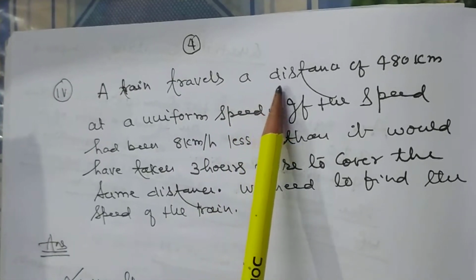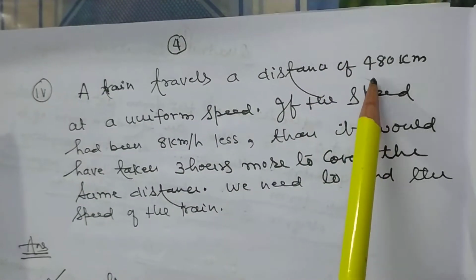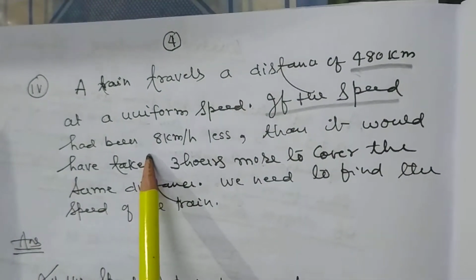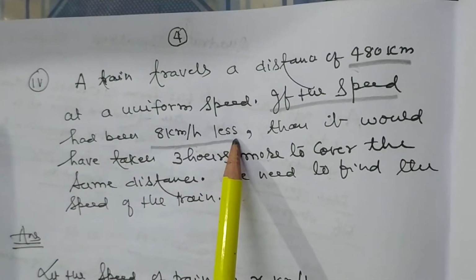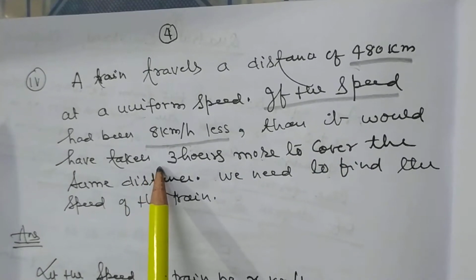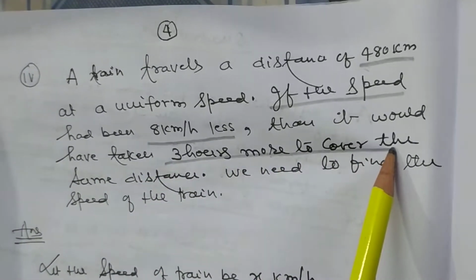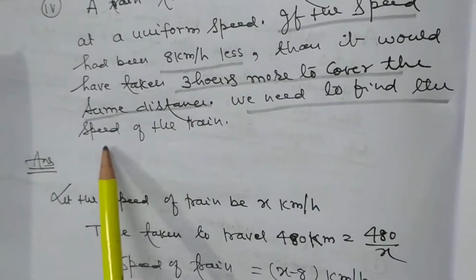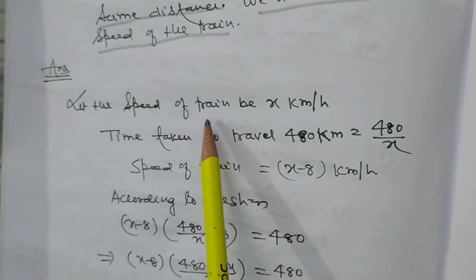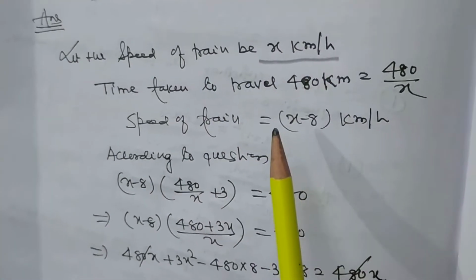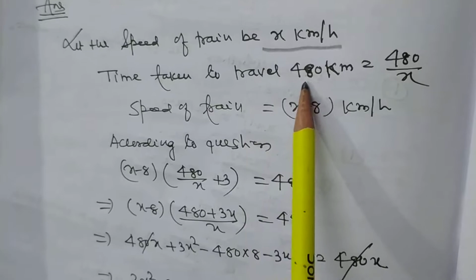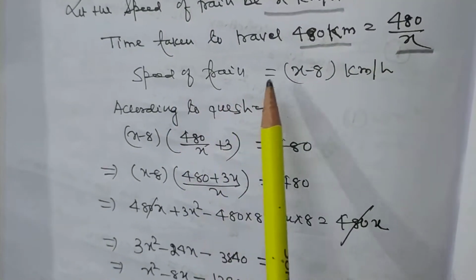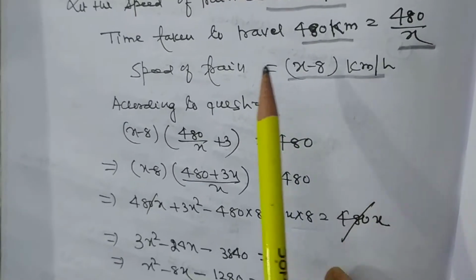A train travels a distance of 480 km at a uniform speed. If the speed had been 8 km per hour less, then it would have taken 3 hours more to cover the same distance. We need to find the speed of the train. Let the speed of the train be x km per hour. Time taken to travel 480 km is equal to 480 by x. The new speed of the train is equal to x minus 8 km per hour.